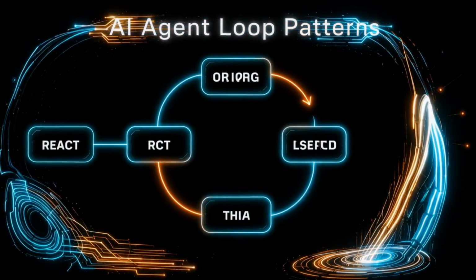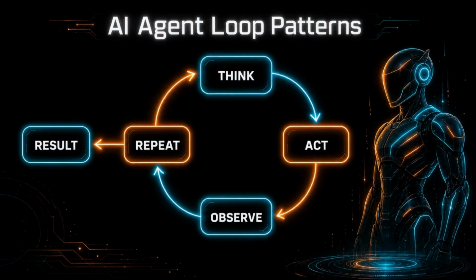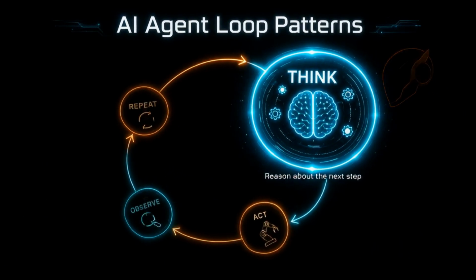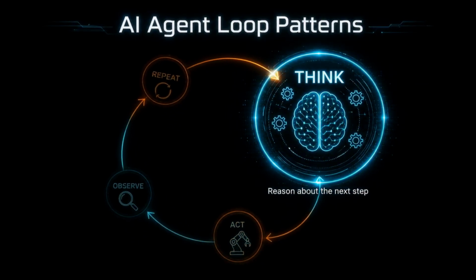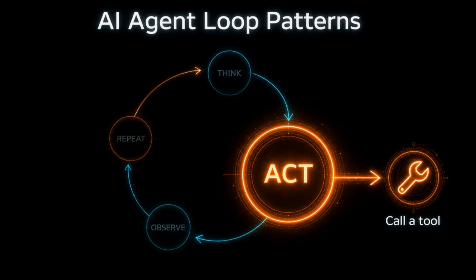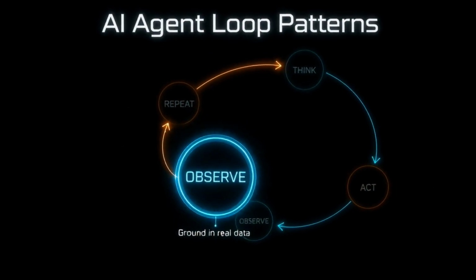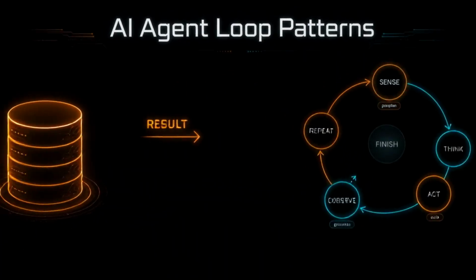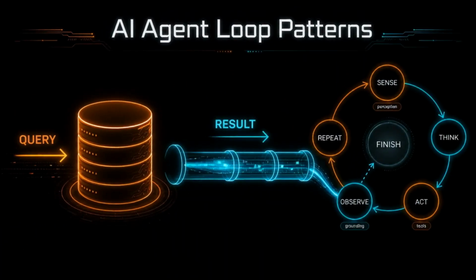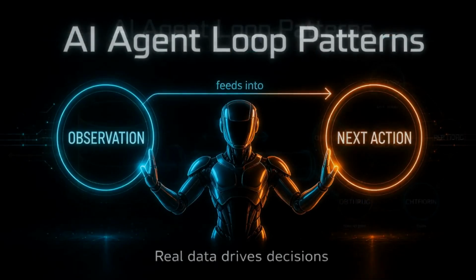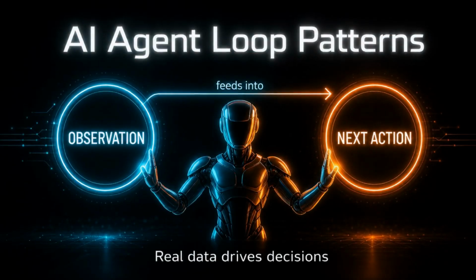The loop is think, act, observe, repeat, result. The model first reasons about what should happen next. Then it acts, usually by calling a tool. Then it observes the result of that tool call. That observation is important because it grounds the next step in real data. For example, if the agent searches a database, the database result becomes the observation. The model then uses that result to decide the next action.